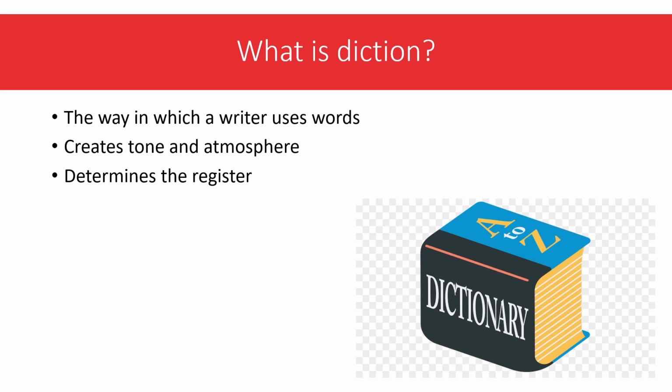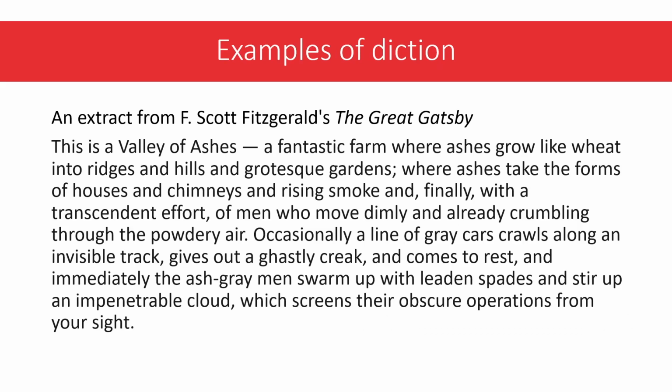What is diction? Diction is the way in which a writer uses words. So if you can't remember what diction means, just look at the word. It looks very close to dictionary, where we look up the meaning of words. So diction is the way that you use words. It also creates the tone and the atmosphere for a piece of writing and determines whether the register is formal or informal. Let's have a look at an example of diction from F.